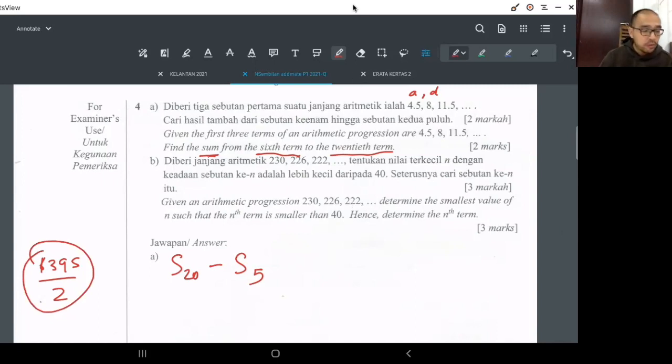I think if you use perpuluhan also, it's fine. 1395/2, 697.5 also can.